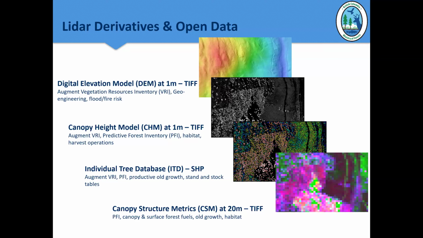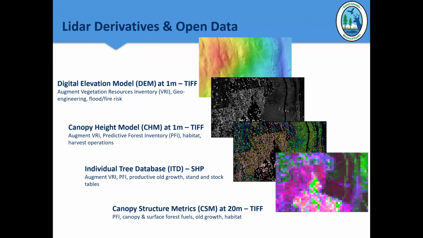In terms of the LiDAR derivatives and open data that we're going to be hosting, the first 2 are going to be hosted on the actual LiDAR portal that's up and running now, and for the second 2 we're still trying to find a home internally on one of our government networks. We're going to be providing a digital elevation model at 1 meter. For forestry, it's important for augmenting our vegetation resources inventory, geoengineering, and some flood and fire risk mapping. So that's an important one.